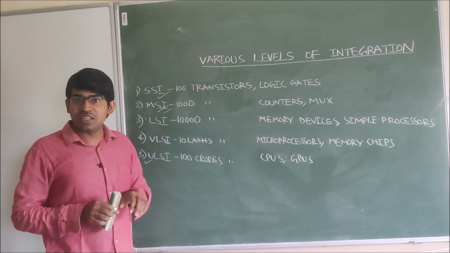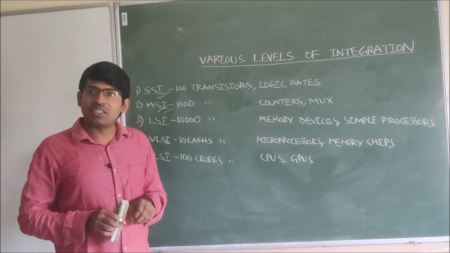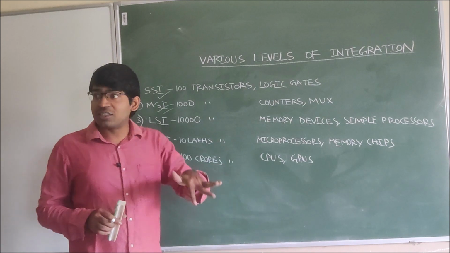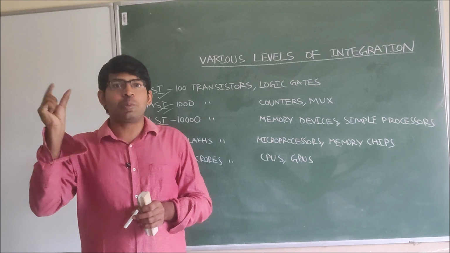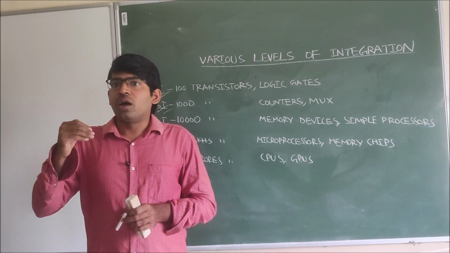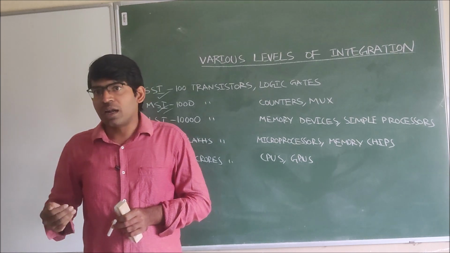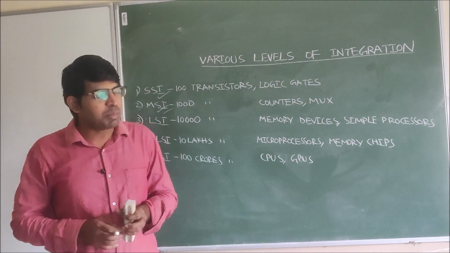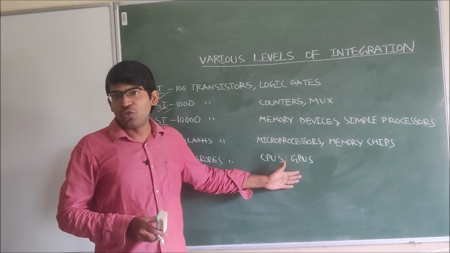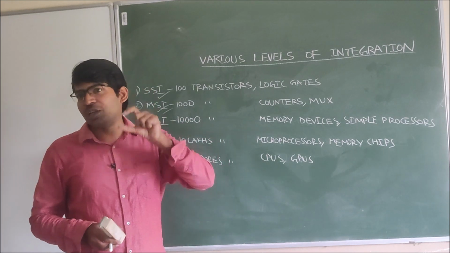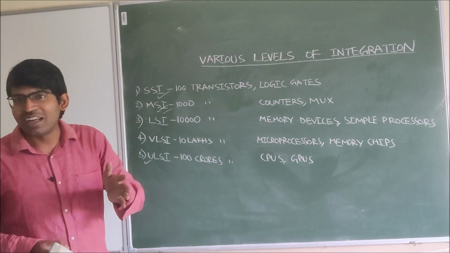Later, large scale integration, 10,000 transistors, VLSI integration, 10 lakh transistors. Now ultra large scale integration, 100 crores of transistors in a single chip. That's how the development of the IC is taking place from small scale integration to ultra large scale integration, from simple logic gates to advanced processors. If you are seeing advanced processors in mobiles and laptops, there we are using ultra large scale integration.